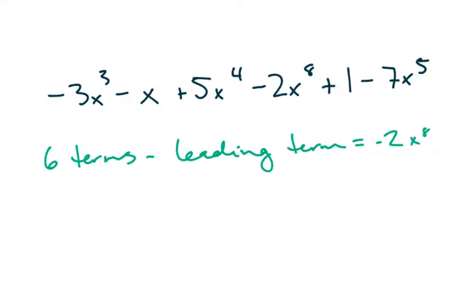So the first thing I have is this example. And this example I want to start and say has 6 terms. This is a term, this is a term, this is a term, this is a term, this is a term, and this is a term. That's 6 terms. The other thing I want to talk about is degree.